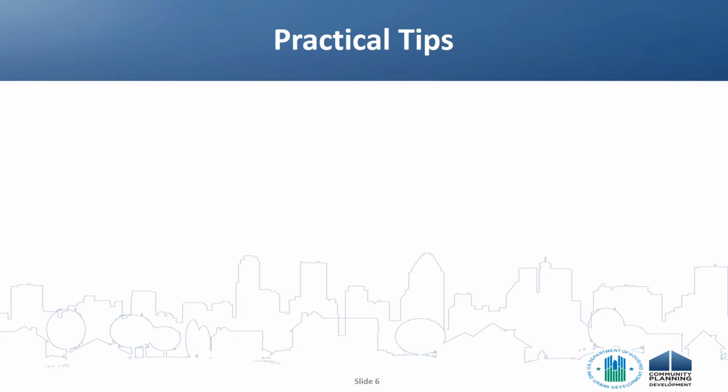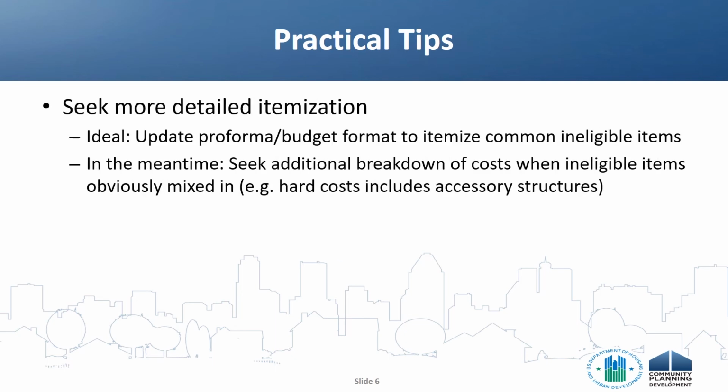Before we look at a case study, let's talk about some practical tips for PJs and other program participants. First, in an ideal world, PJs will update their application materials, including any pro forma or budget formats, to clearly itemize ineligible cost so they can be easily removed. And there are a lot of formats out there that do this, so you might look at what other state housing finance agencies or other PJs are doing.